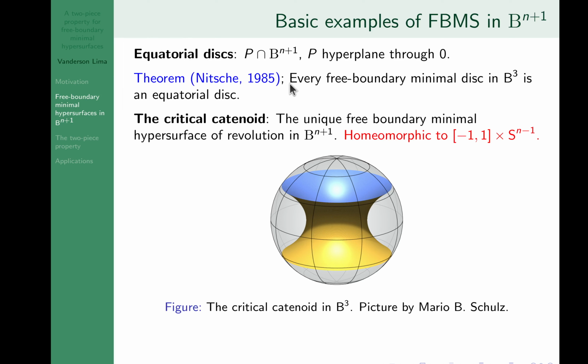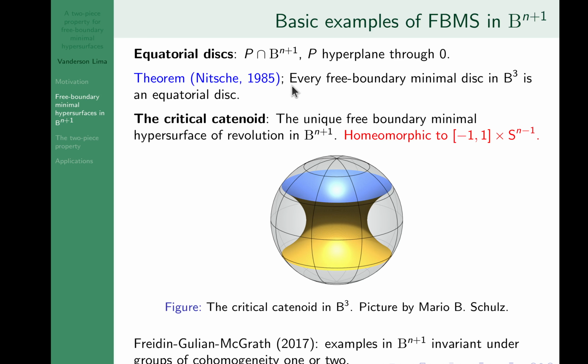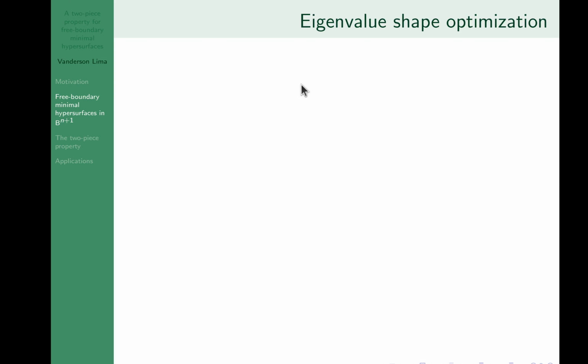And one can think about other examples with a large group of symmetries. So in this direction, Fraser, Schoen, and McGrath construct examples which are invariant under groups of cohomogeneity 1 or 2. So these three classes are the most basic examples of free boundary minimal surfaces in some sense. So let's move to other examples.